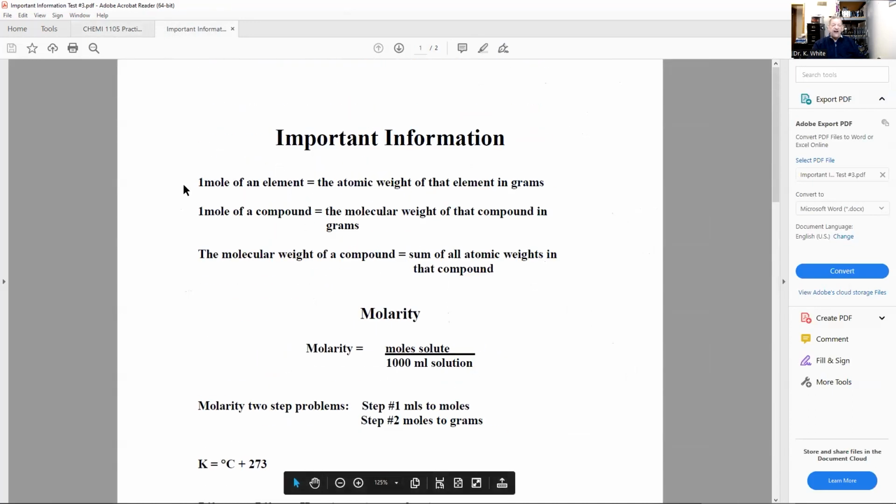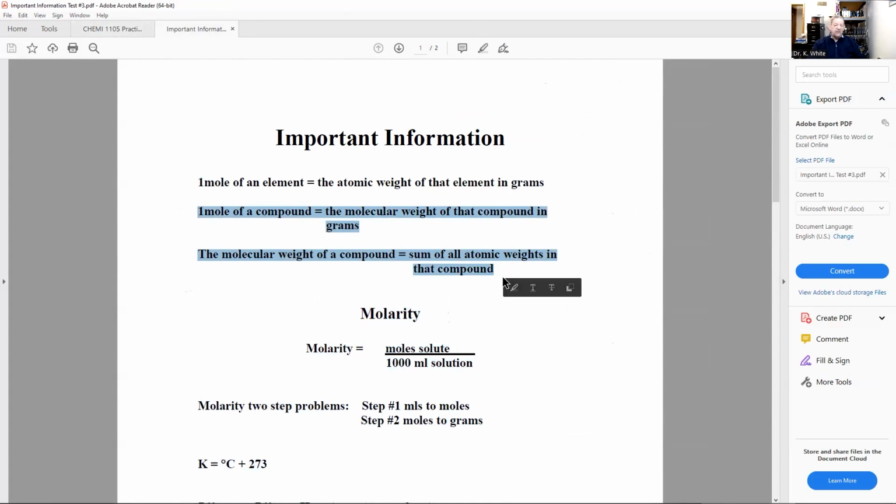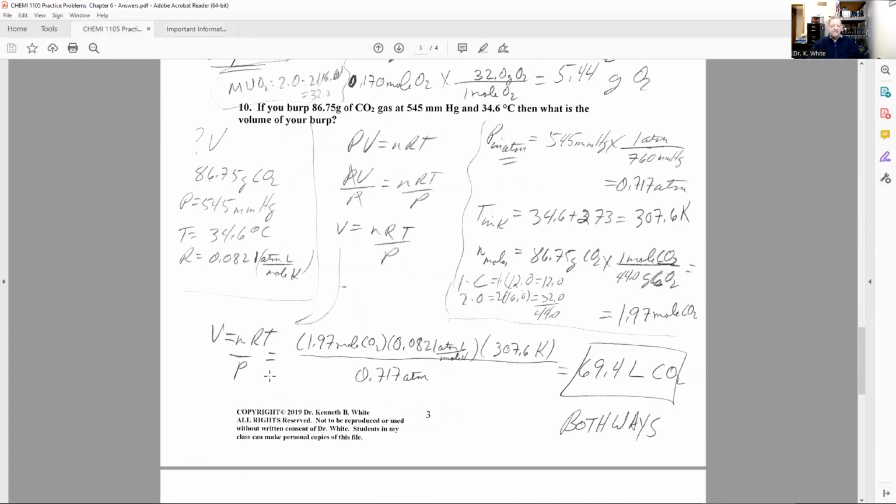Well, in case you forgot, 1 mole of an element or compound is the molecular weight of that compound, and the molecular weight is the sum of all atomic weights. So 1 mole per the molecular weight of CO2. If you notice right over here, the sum of all atomic weights, 1 carbon at 12.0.